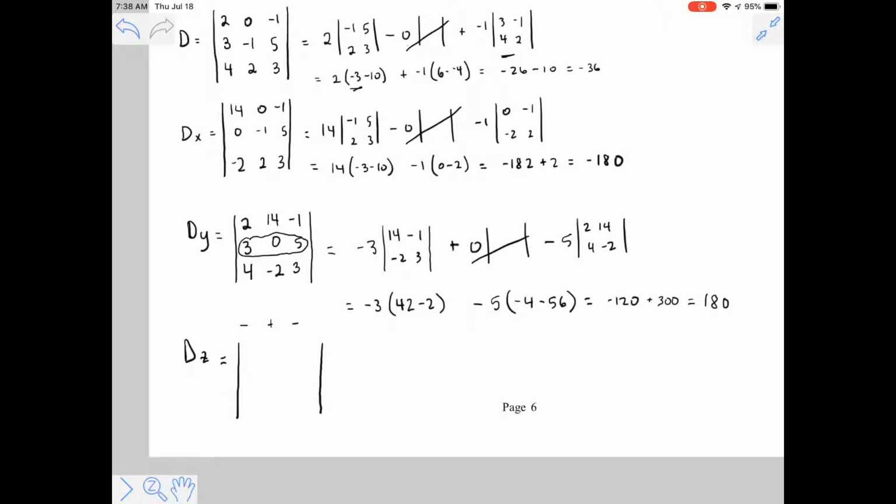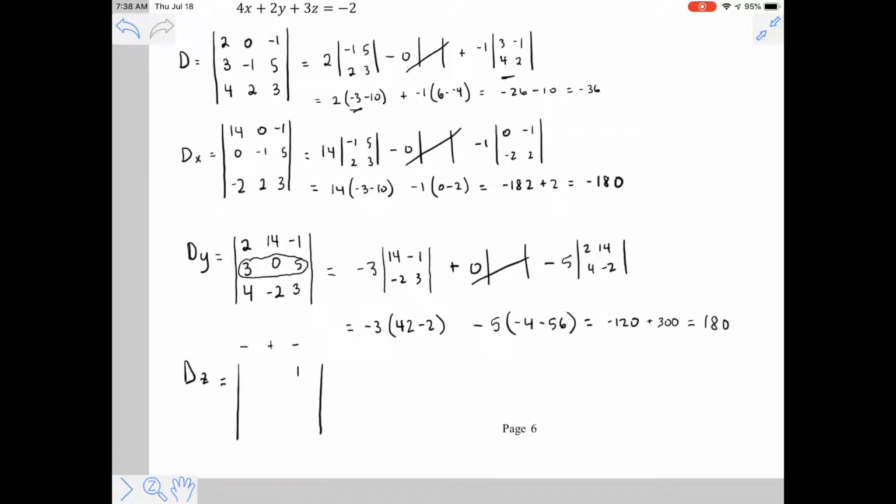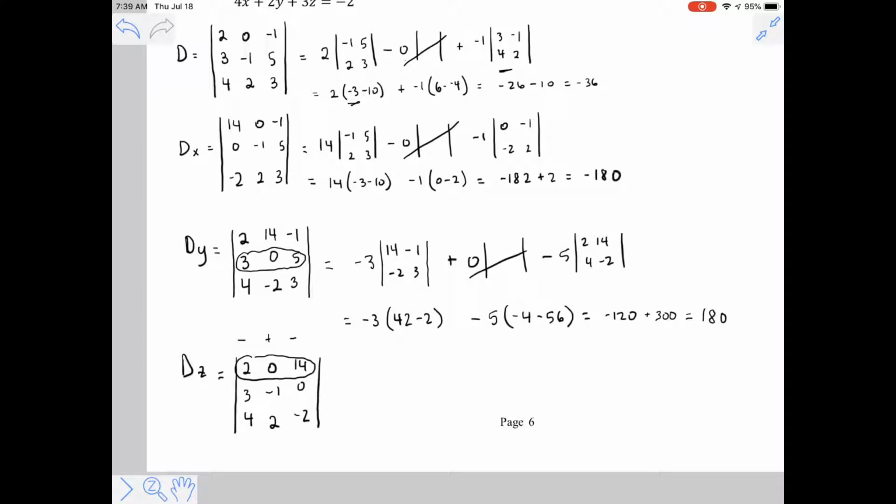Finally, D sub z. Now the z column takes on those values of 14, 0, negative 2. X column is the same. Y column reverts back to what it originally was. Now I'm going to go back up and expand on that top row. And that top row is plus, minus, plus. So that's going to be 2. Minus 0, which is 0, then plus 14.